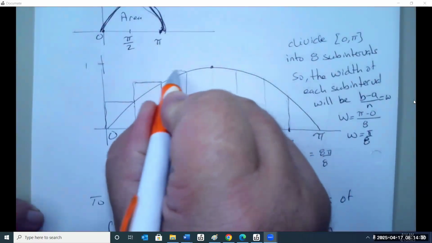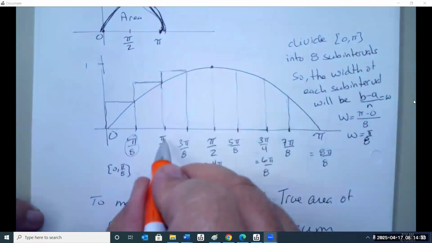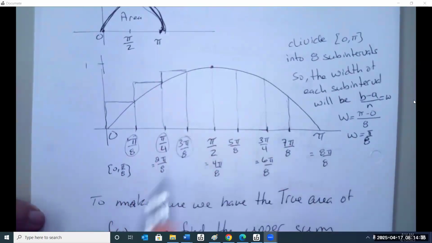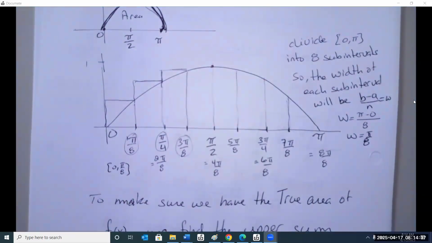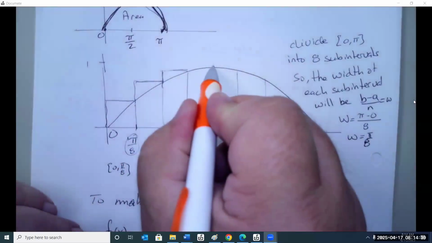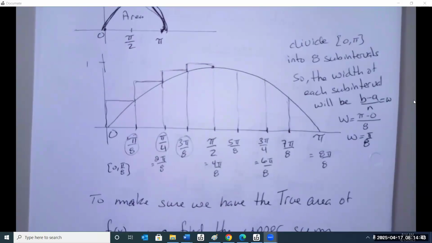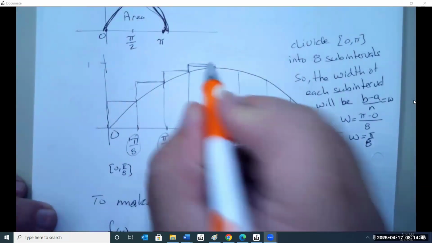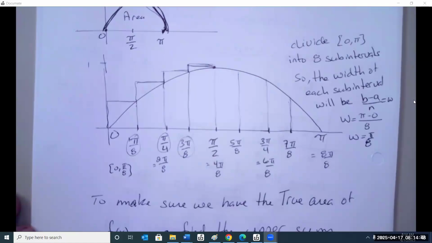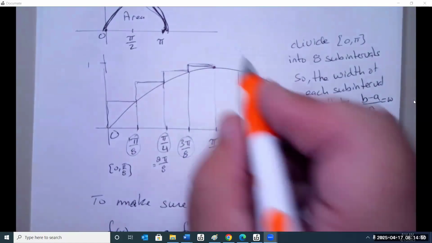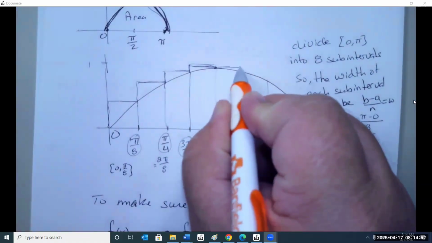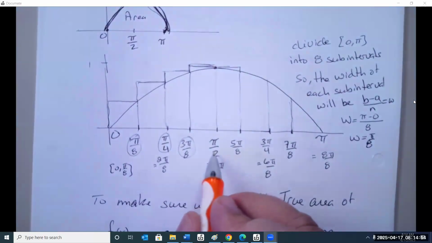For the next one, so we're using the right bounds of each interval. And likewise, once we get to this one. But notice, once we get to the midpoint, the pi over 2, we now have to use the lower bound, the lower end of the interval.